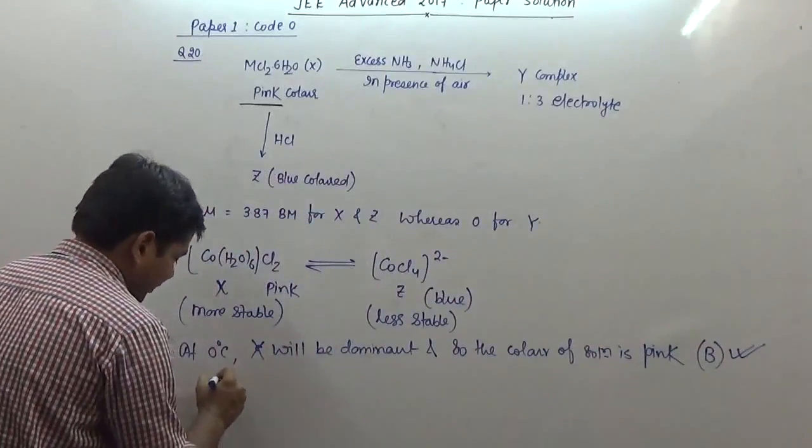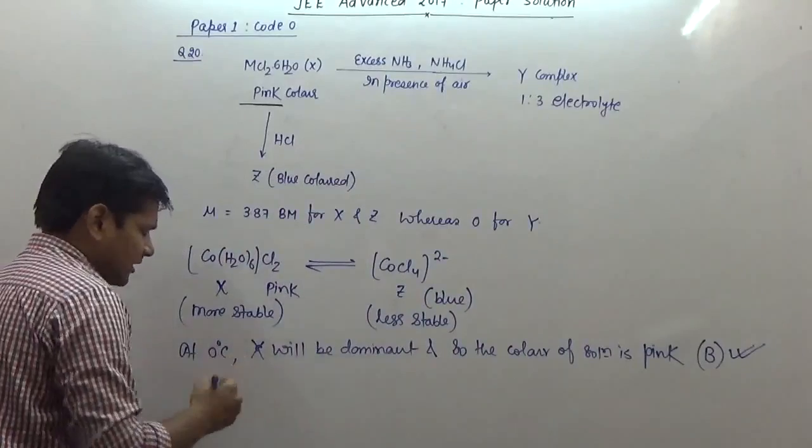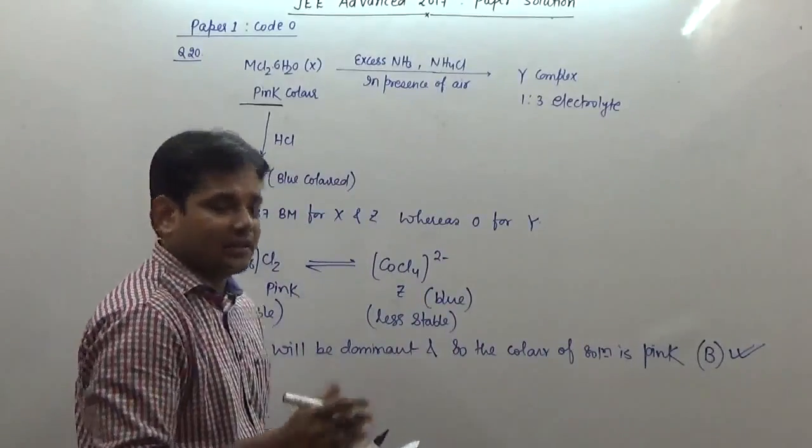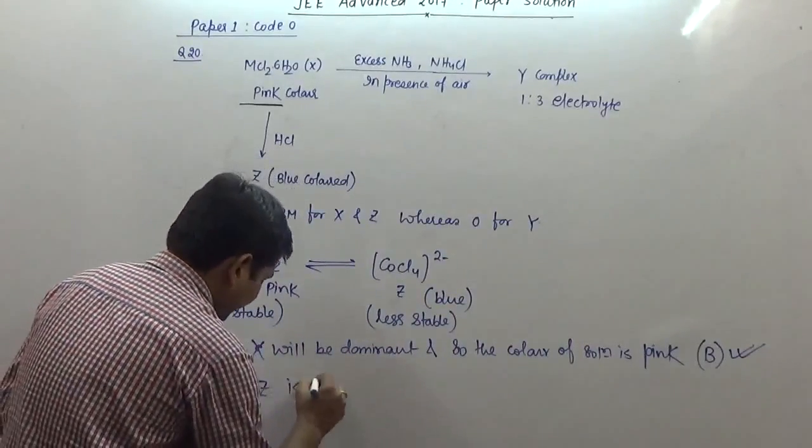Now you can see that the next option, C, says Z is a tetrahedral complex. Z is a tetrahedral complex, which is again correct.